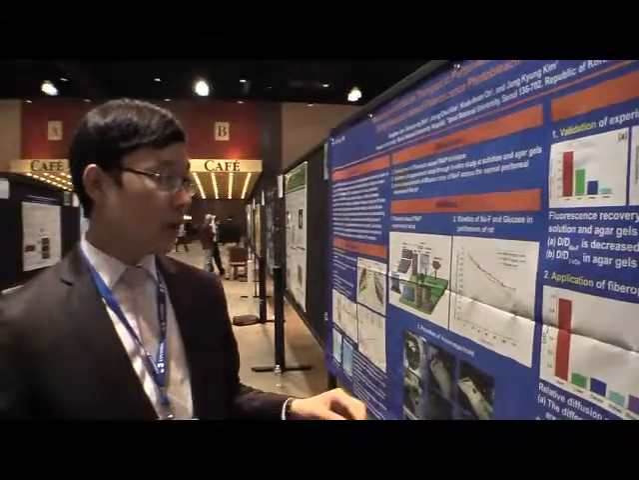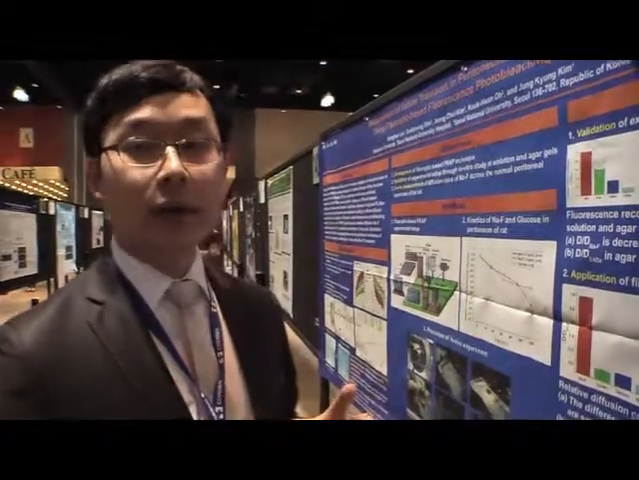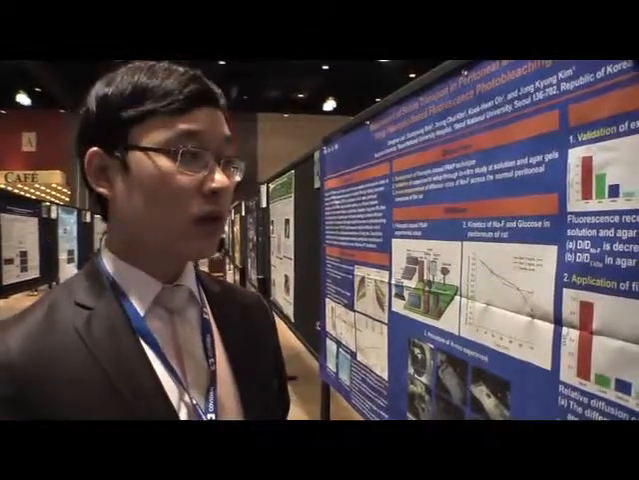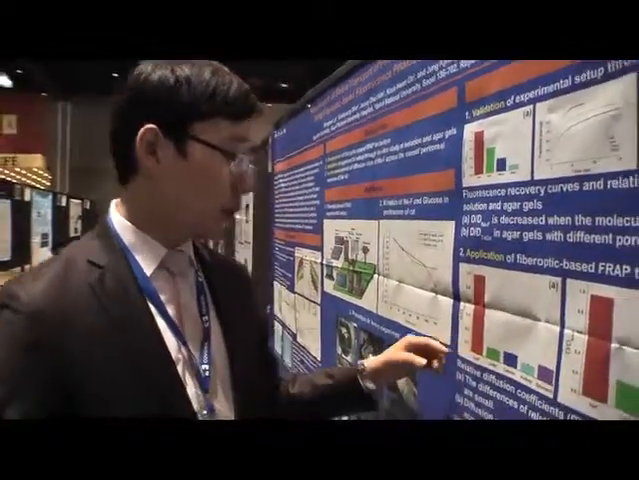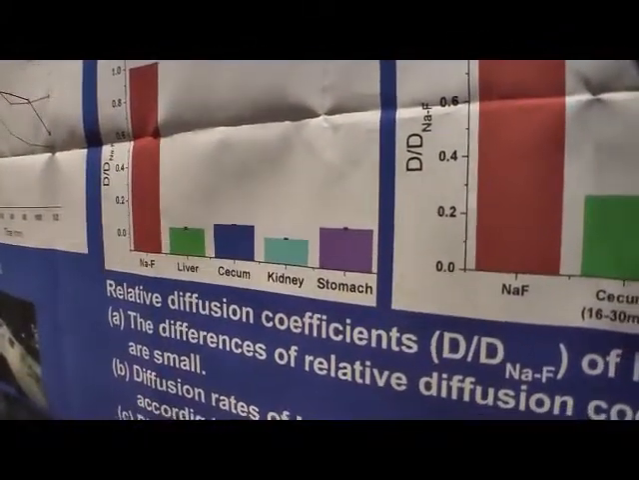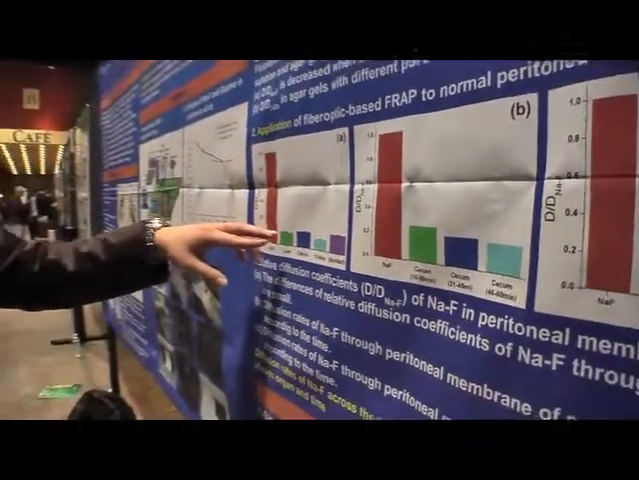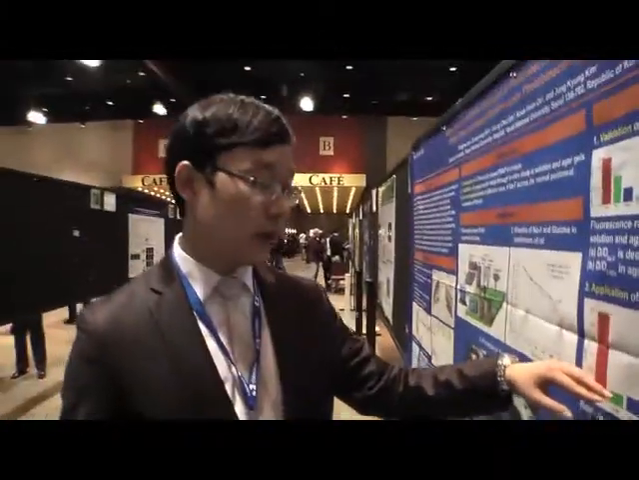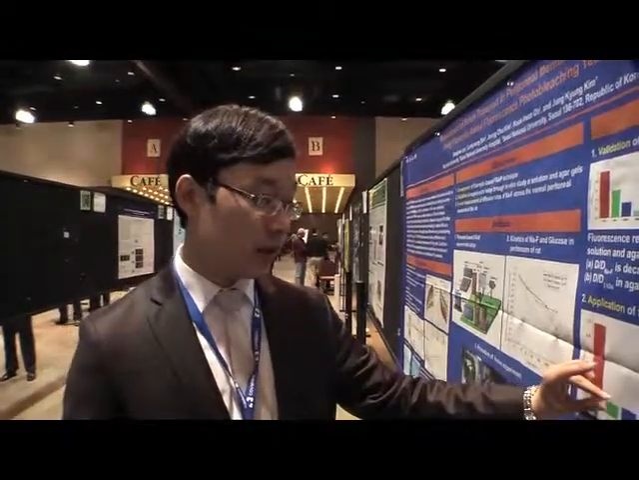And we applied this technique to the rat peritoneum. We hypothesized that the peritoneum on each organ has different characteristics, so solute transport will be altered according to the organs. So we measured diffusion of NaF through the peritoneum on each organ, like the liver, cecum, kidney, and stomach. The diffusion coefficients of NaF are different according to the organs, however they have very small differences.